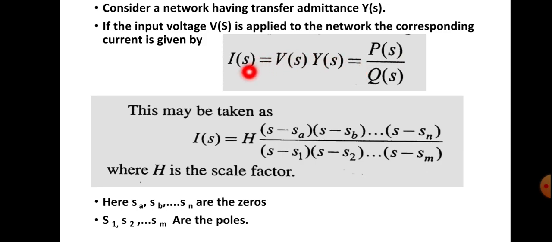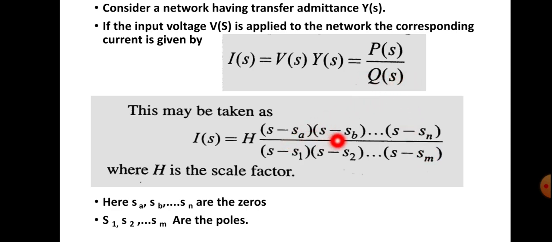So we can write I of s as the ratio of two polynomials: h into (s minus sa) into (s minus sb) etc. up to (s minus sn), divided by (s minus s1) into (s minus s2) etc. up to (s minus sm). Here h is a scale factor, the numerator polynomial corresponds to P of s, and the denominator polynomial corresponds to Q of s.